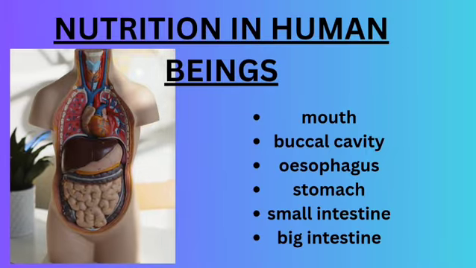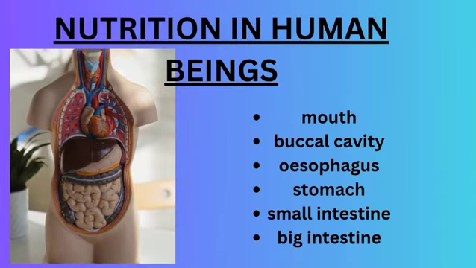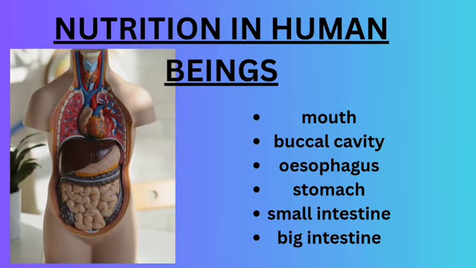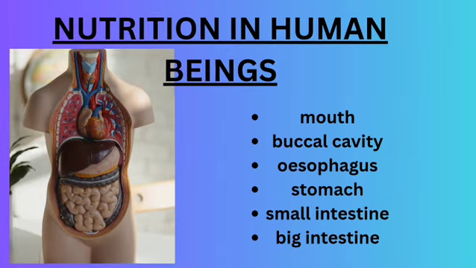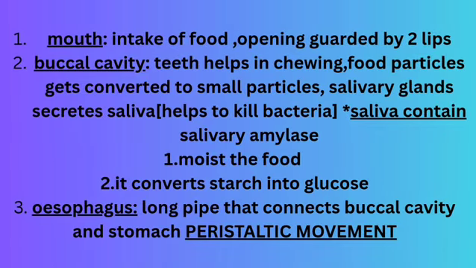Nutrition in human beings starts from the mouth, buccal cavity, esophagus, stomach, small intestine, large intestine. 1. Mouth, intake of food, opening guarded by 2 lips. 2. Buccal cavity, teeth help in chewing, food gets converted to small particles. Salivary glands secrete saliva, which helps to kill bacteria. Saliva contains salivary amylase, which helps in 1. moistening the food, 2. converting starch into glucose.